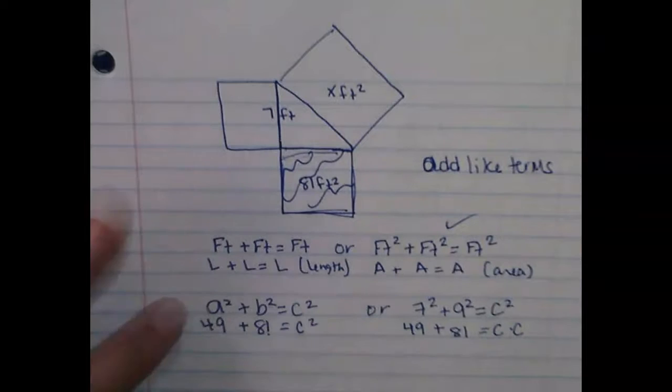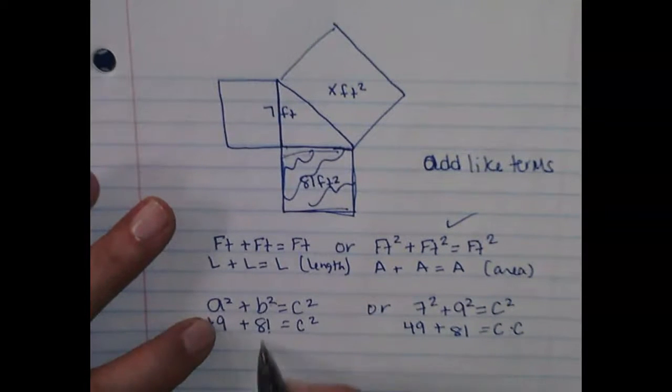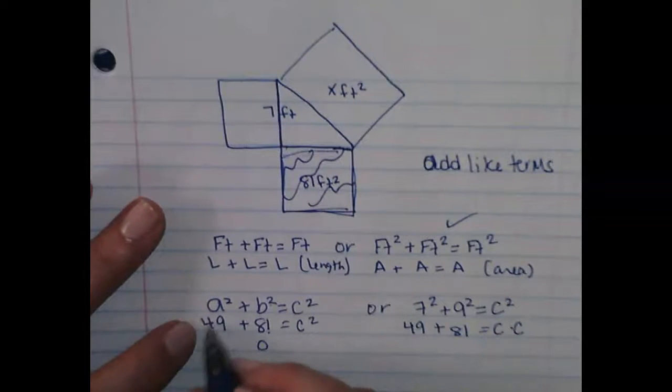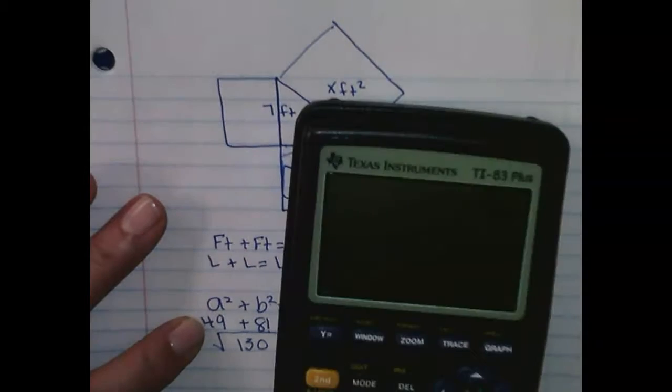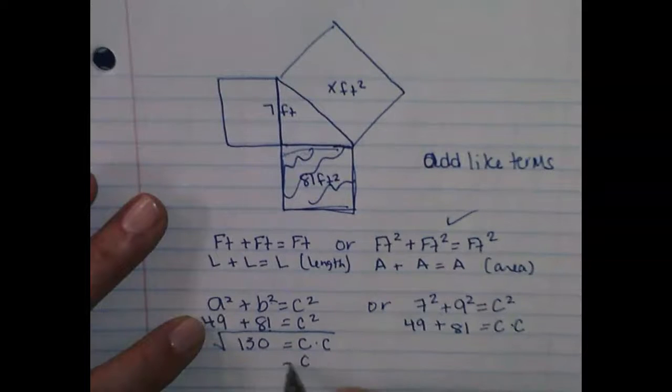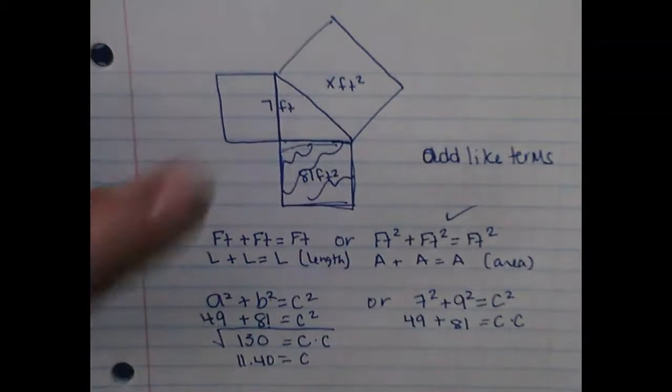All right, let's continue. I'll play with this one. What's 49 plus 81? Well, 9 plus 1 is 10, carry my 1. 8, 9, 10, 11, 12, plus the 1 makes it 13. And what times what's 130? I don't know. But I can take the square root of it. So the square root of 130 is 11.40. Yep, that's pretty handy. This is a pretty tricky kind of question, but you just have to pay attention.